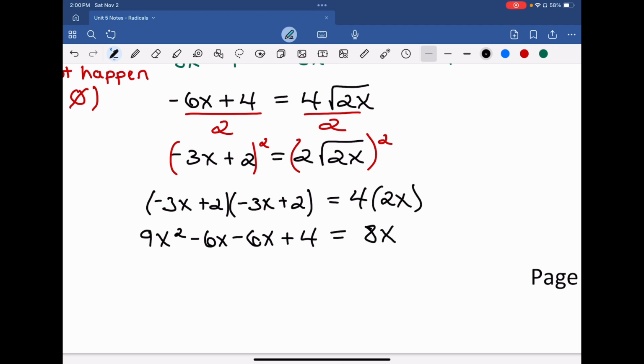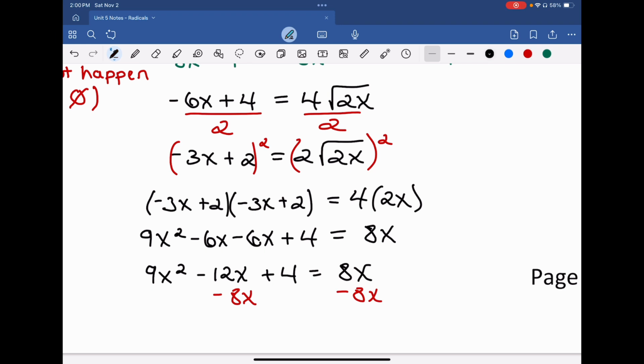Now I want to make sure that I bring it all over to one side to make it a quadratic. This is going to make it 9x squared minus 12x, and then plus 4 is equal to 8x. Let's bring our 8x across, so I'm going to subtract them. Minus 8x, minus 8x. This is going to give us 9x squared minus 20x, and then plus 4 is equal to 0.